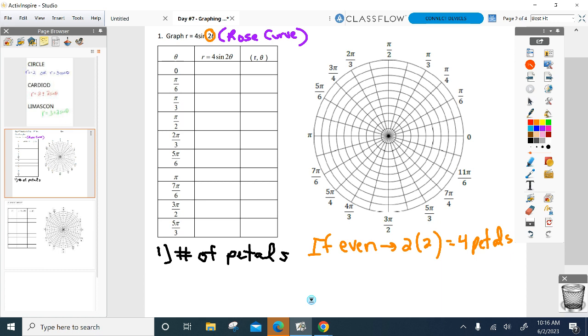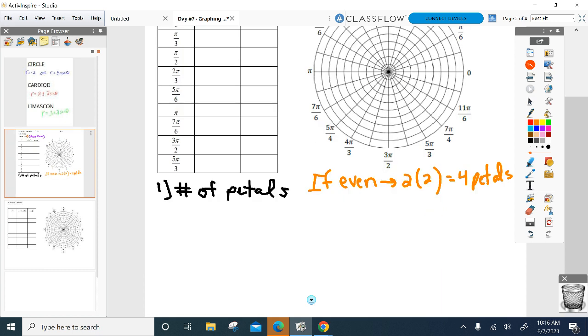Next, how far apart are they? How far apart are these petals going to be? I got 4 of them. They have to be equally spaced apart. So now, how far apart? You take 360, because I go all the way around, right? And you divide by how many petals you're going to have in this graph. So I take 360 and divide by 4. Each petal will be 90 degrees apart. So once the first petal is formed, I go 90 degrees, make a new petal.